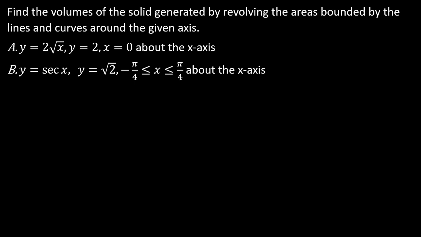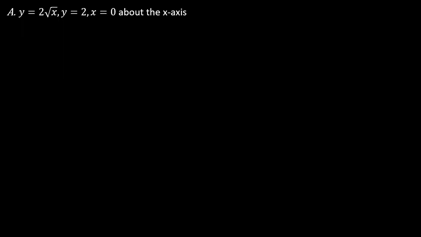So I've got two different regions that I'm revolving around the x-axis. So let's just get into it. Okay, so I've got y equals 2 times the square root of x, y equals 2, x equals 0. Okay, so let's go ahead. Let me switch my color here. All right, so let's go ahead and just sketch this out.